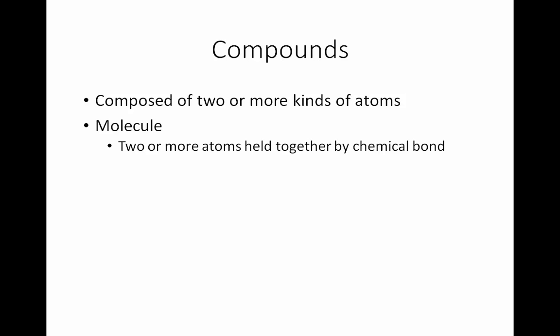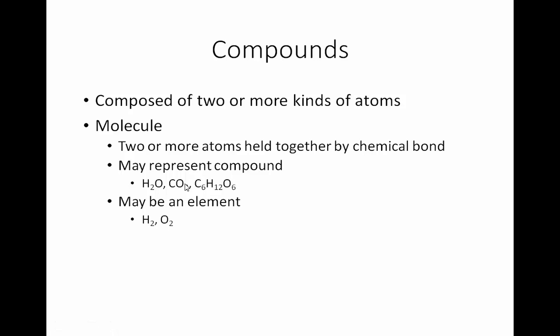Molecules are 2 or more atoms held together by a chemical bond. A molecule is the smallest part of a compound that will tell you what's in that compound. Here's 2 or more different kinds of atoms, and the subscript number tells you how many atoms of each element are in there. So we have water and carbon dioxide and glucose. And since this is 2 or more different kinds of atoms held together by chemical bonds, these molecules represent compounds.